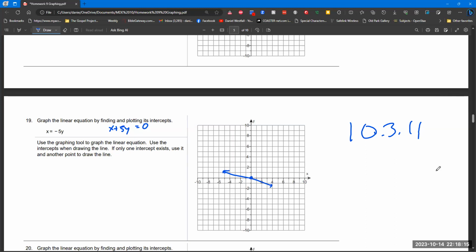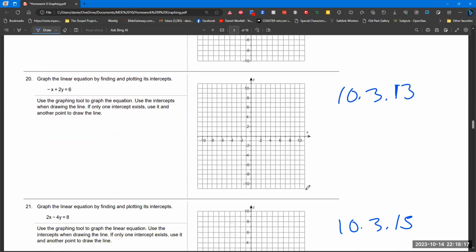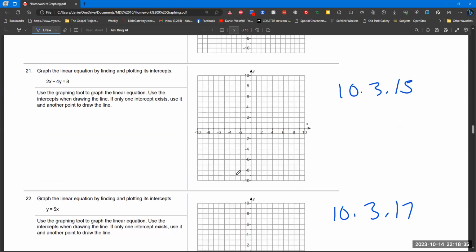Okay. Now I have when y is 0, x is -6. And when x is 0, y is 3. There's my line. This one, when y is 0, x is 4. And when x is 0, y is -2.